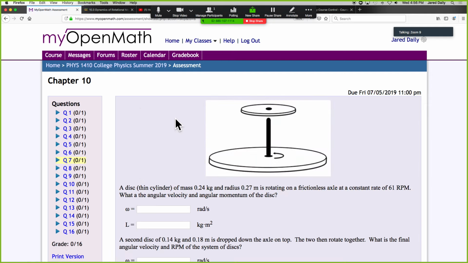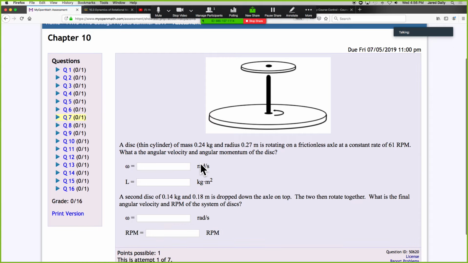Here is another classic. This is like an ice skater, except instead of the ice skater pulling their arms in or putting their arms out and having a change in their moment of inertia, we're just going to add another disc. So this disc is spinning with some angular velocity, and then we drop another disc onto it. And that increases its moment of inertia. So you have to calculate the moment of inertia of this second disk and add it to the moment of inertia of the first disk. And then that's your final moment of inertia, and then it's conservation of momentum from there. L times omega equals L times omega.